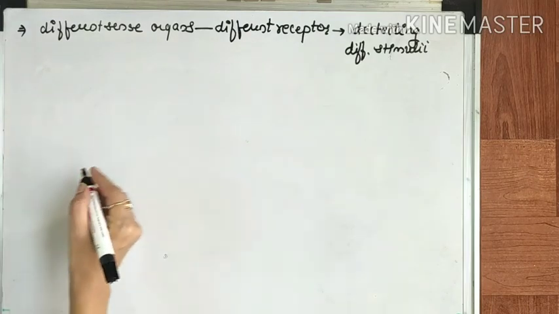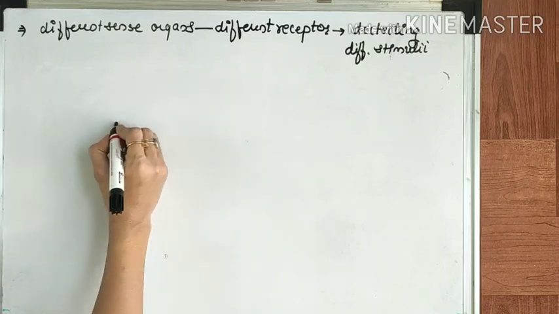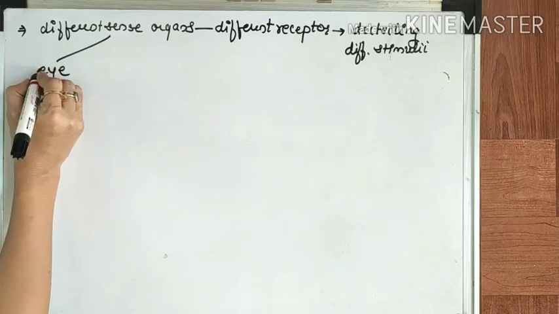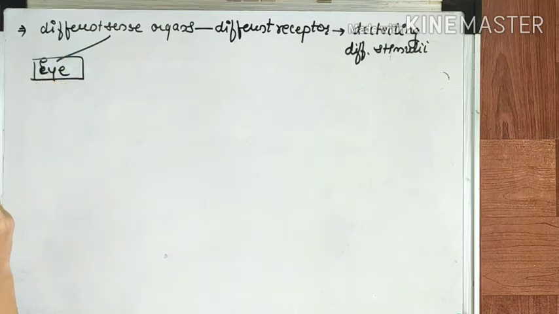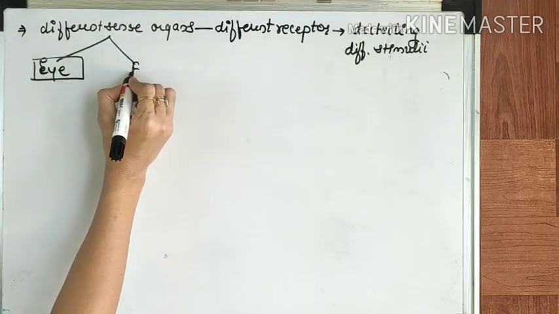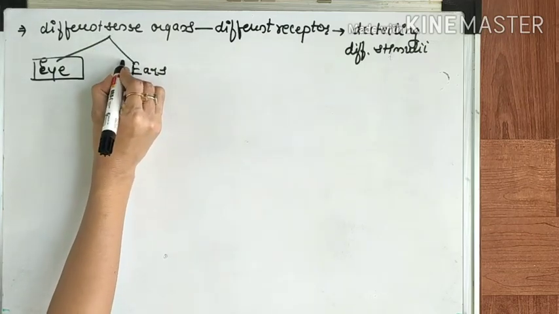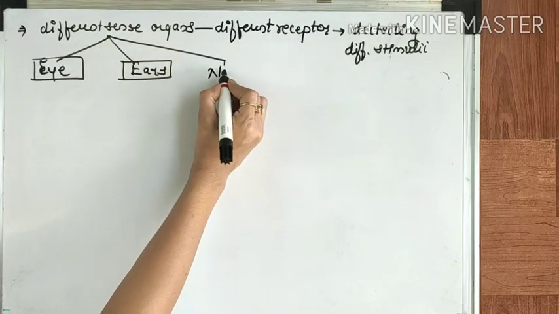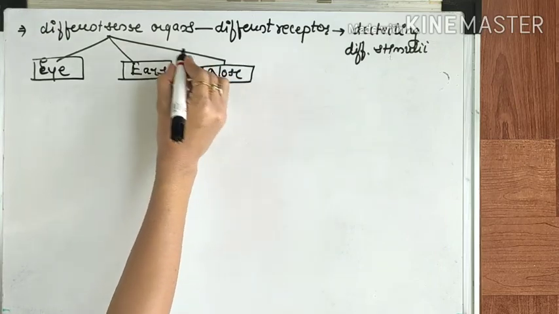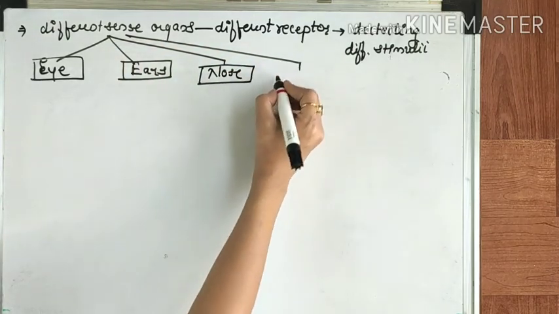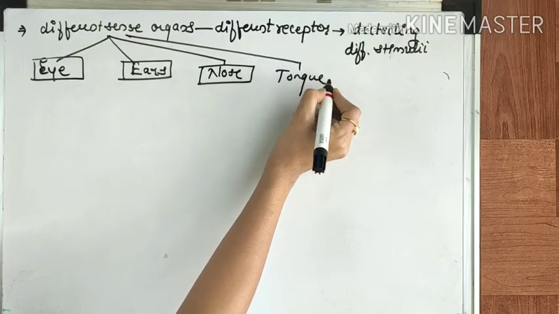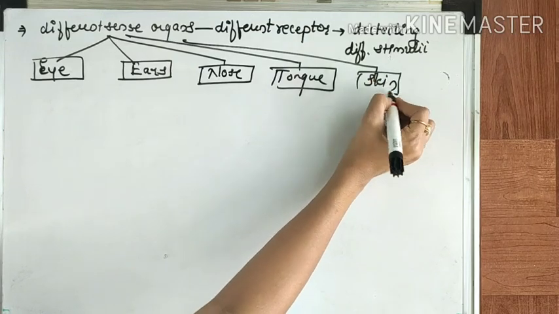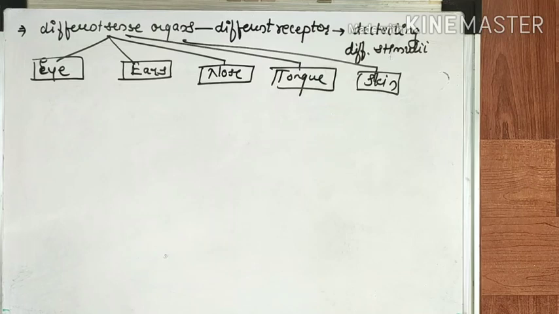Okay, the first sense organ is the eye. Second is the ears, third one is the nose, fourth one is the tongue, and fifth one is the skin. These are the 5 different sense organs present in our body.